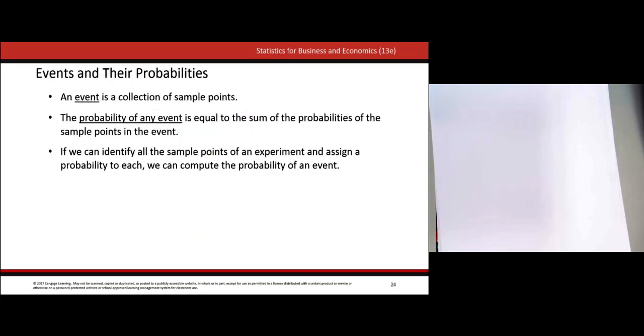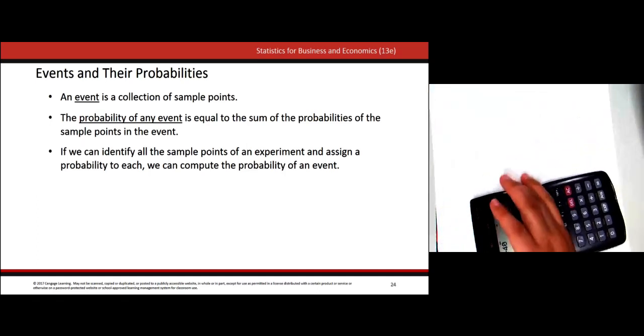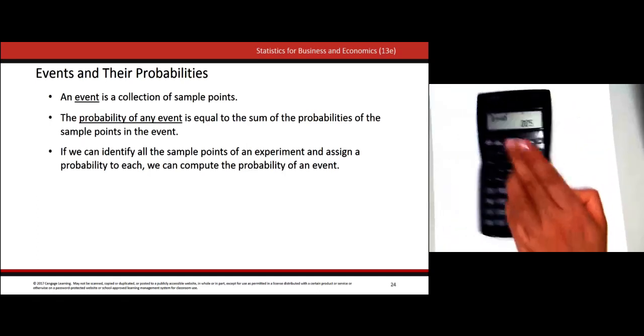Now we will discuss events and how to calculate the probability of an event. What is an event? It is a collection of sample points. And how do we calculate the probability of an event? If we know the sample points in the event, and if we can assign probabilities to each sample point in the event, we can easily calculate the probability of an event, which is the sum of the probabilities of the sample points in the event.